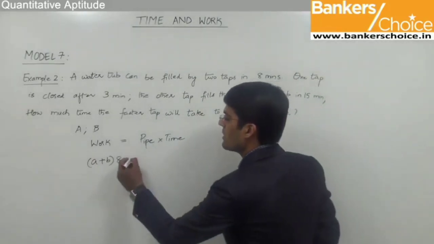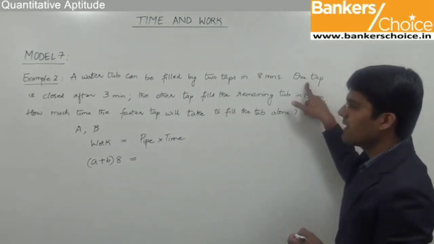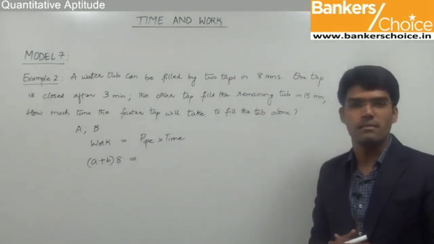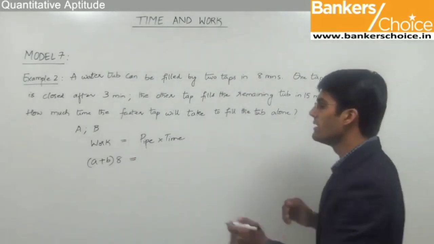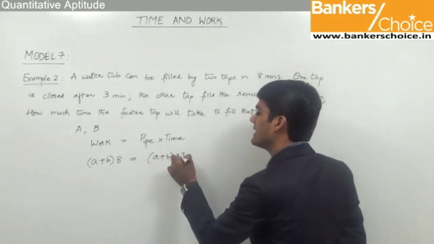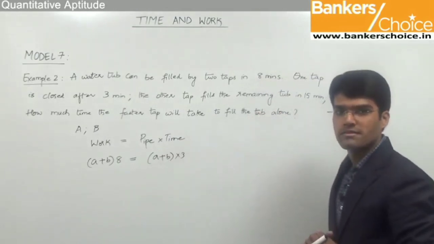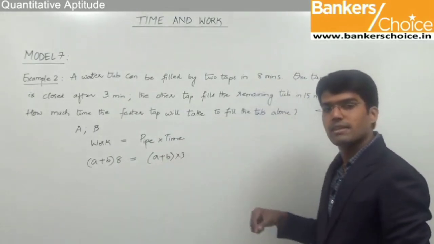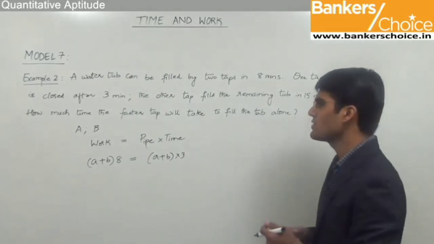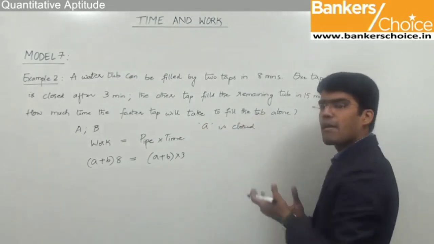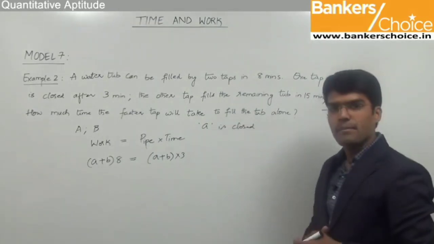Now this should be equal to, as given in the question, one tap is closed after 3 minutes. So very clearly, for the first 3 minutes, both the taps were working together. So for the first 3 minutes, the work done is A plus B into 3, since both the taps were working. So this is the amount of work done in the first 3 minutes, and after that, one of the taps is closed. Let us assume tap A is closed.